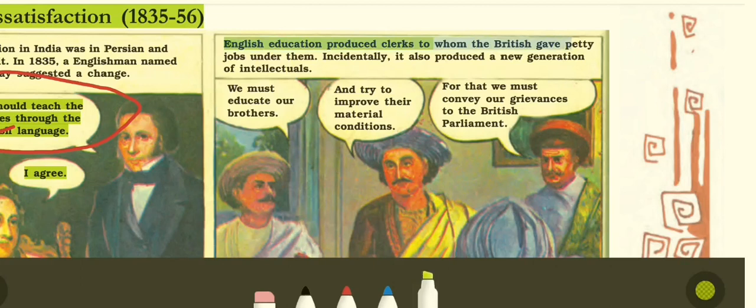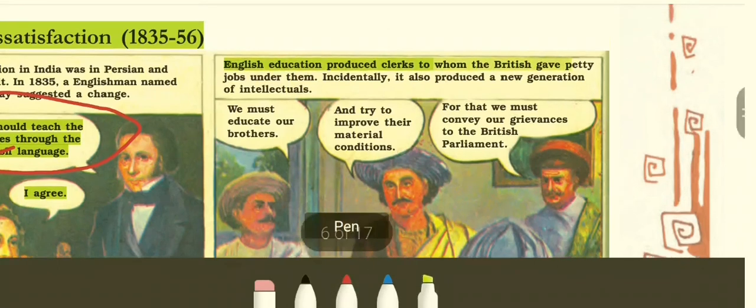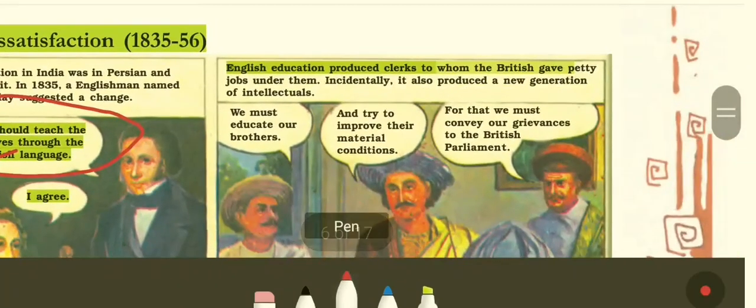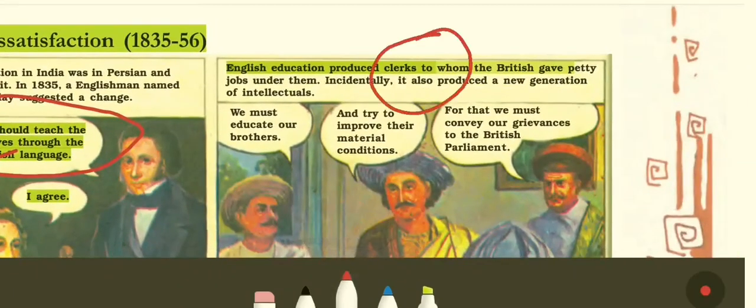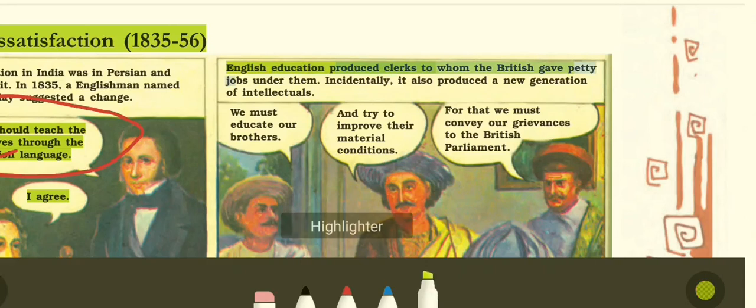clerks. Okay, no job is small, but then not everyone is made or born to be a clerk, right? Some are destined to be much better than what a normal clerk should be. So English education produced clerks to whom the British gave petty jobs under them. They used to give them some small job. Incidentally, it also produced a new generation of intellectuals. But then some intellectuals were also produced.